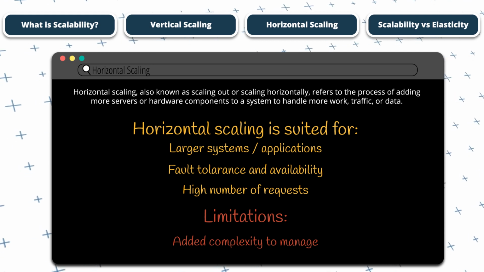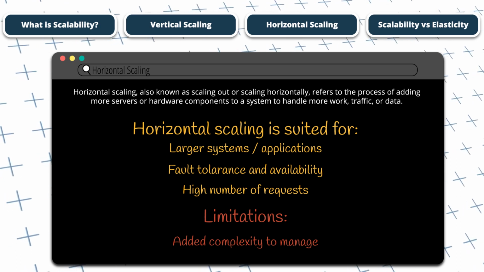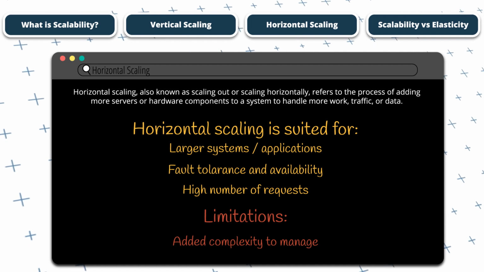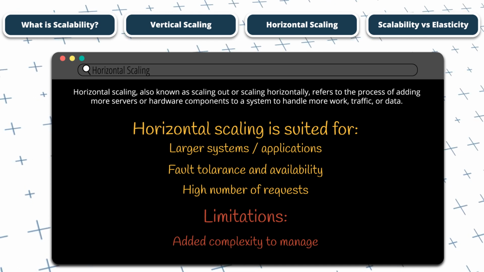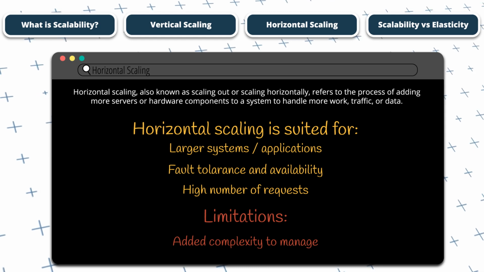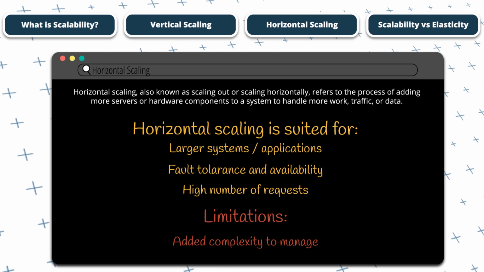Additionally, it can be more cost-effective as it allows for the use of widely available hardware rather than relying on expensive, high-end servers. There are some disadvantages of horizontal scaling as well. It introduces complexity in terms of managing the distributed system and ensuring that data is consistent across all nodes. This requires the use of technologies such as load balancing, distributed caching, and database replication.